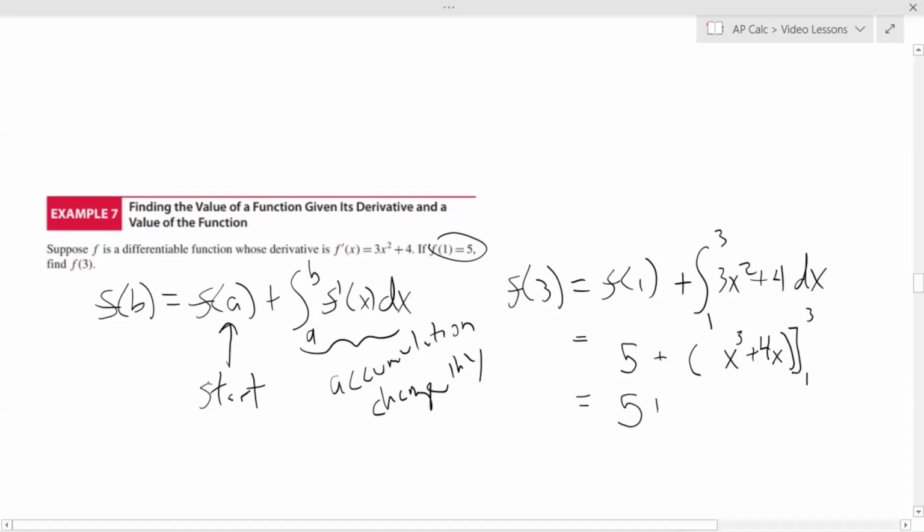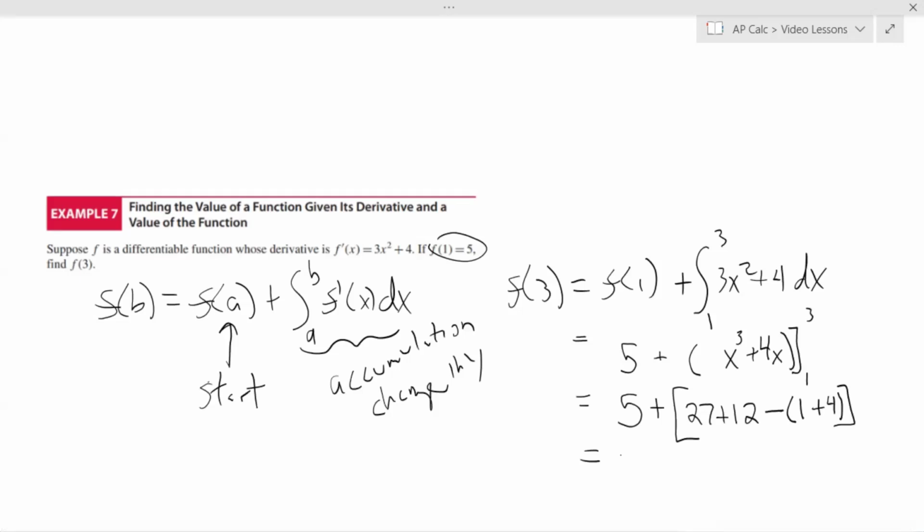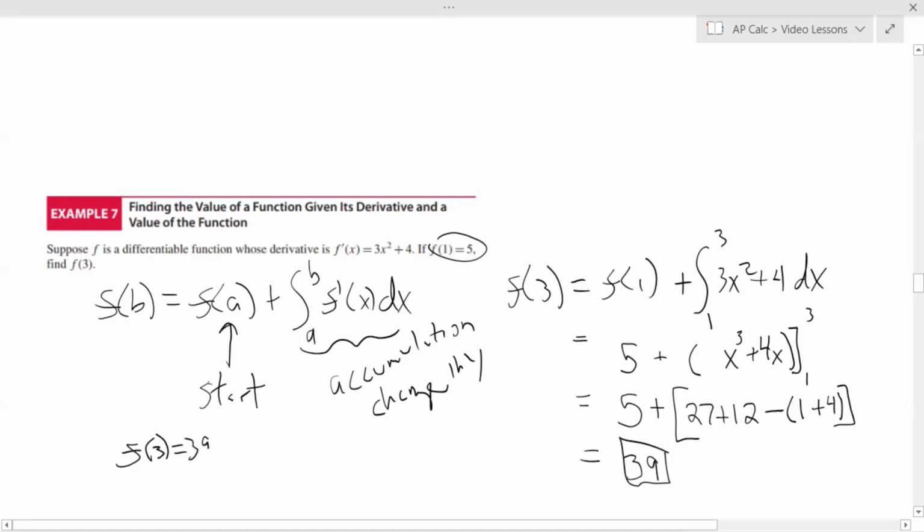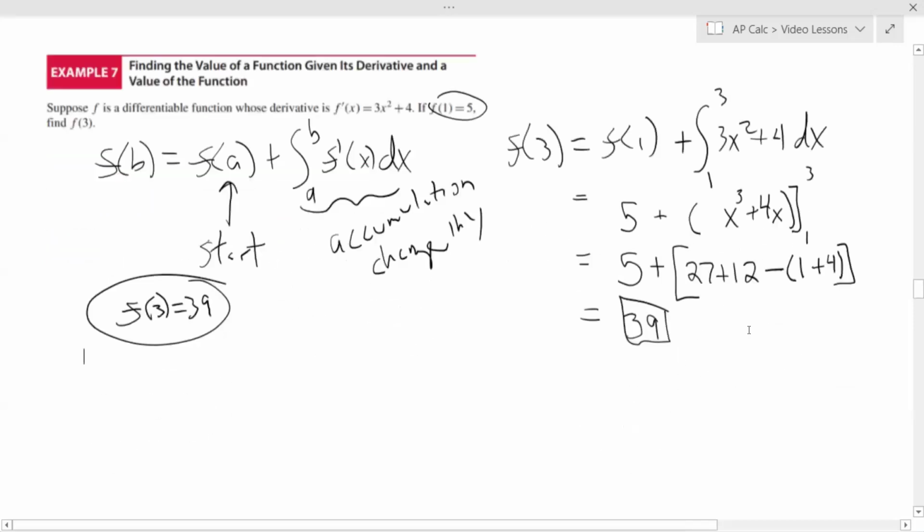This evaluating at 3 and 1 and subtracting only applies to the antiderivative part. So it's going to be 5 plus, if we plug in 3, you're going to have 27 plus 12, minus the function evaluated at 1, which is 1 plus 4. So if we simplify all that up, 27 and 12 gives us 39, 1 and 4 gives us 5. We're going to subtract 5 and add 5, and we'll get 39. So f of 3 equals 39. Pretty cool stuff there.